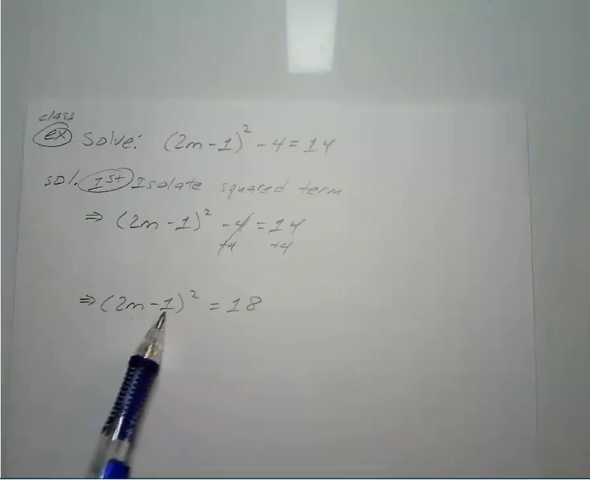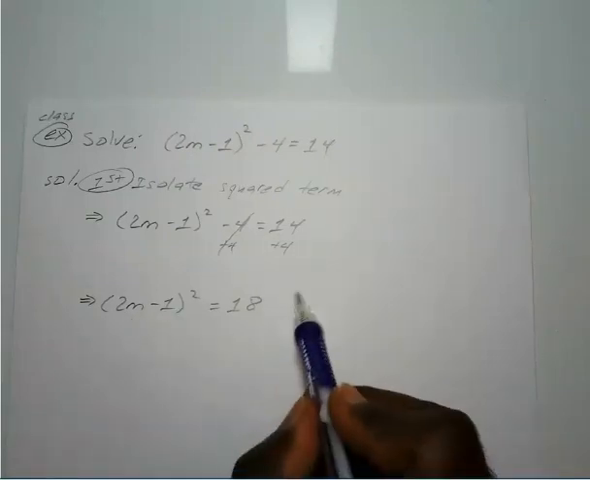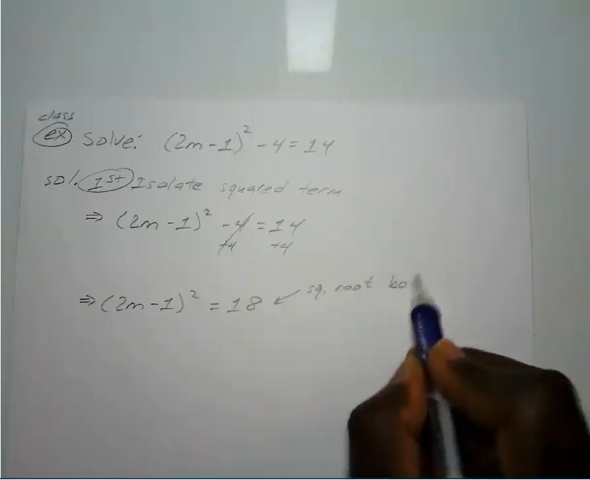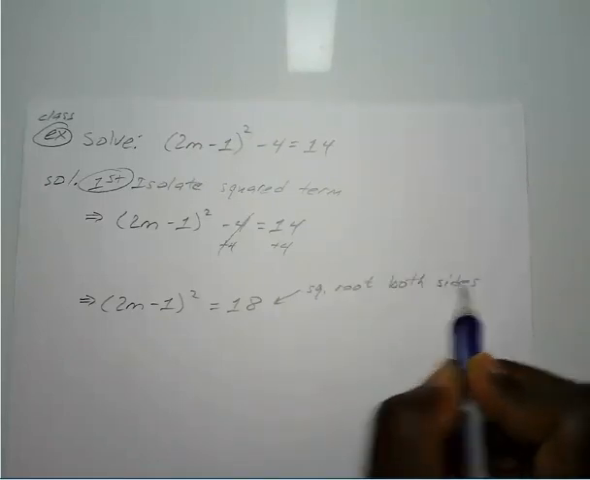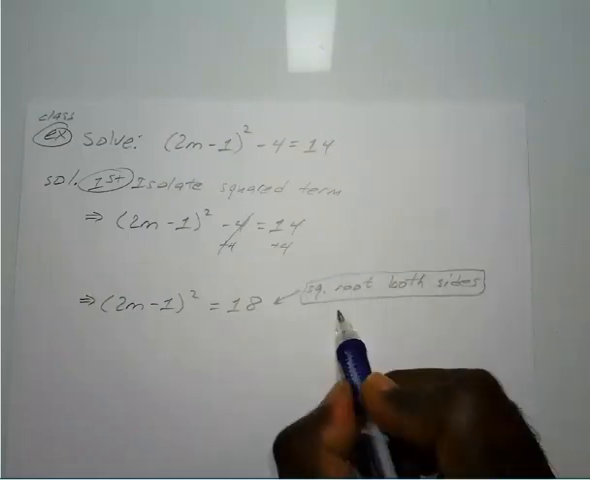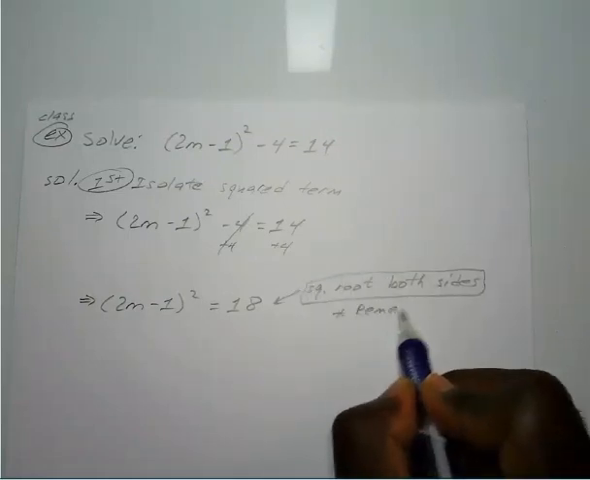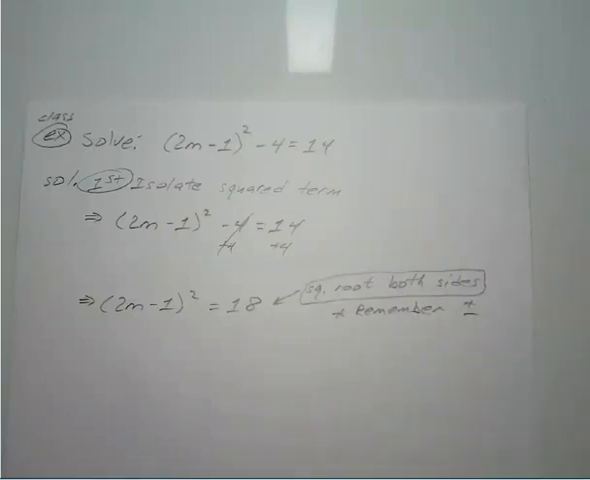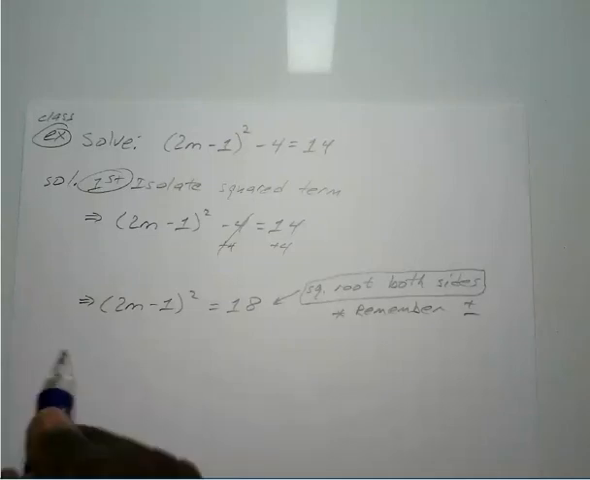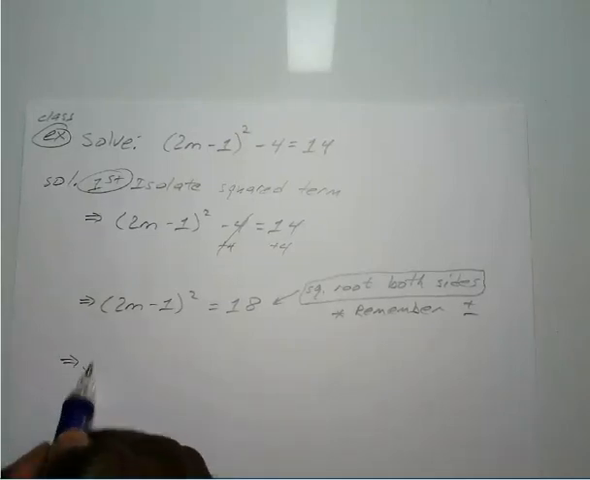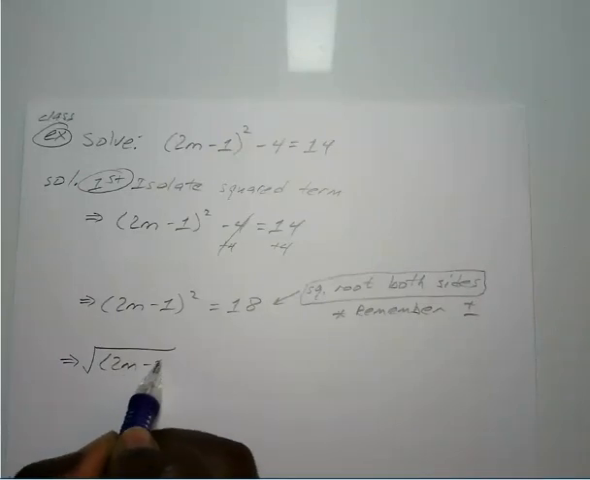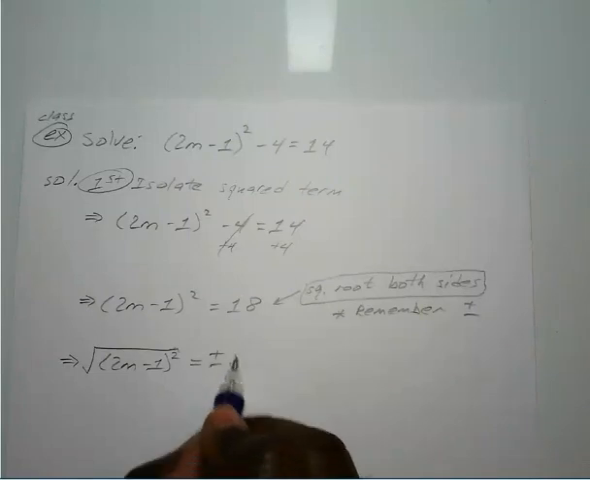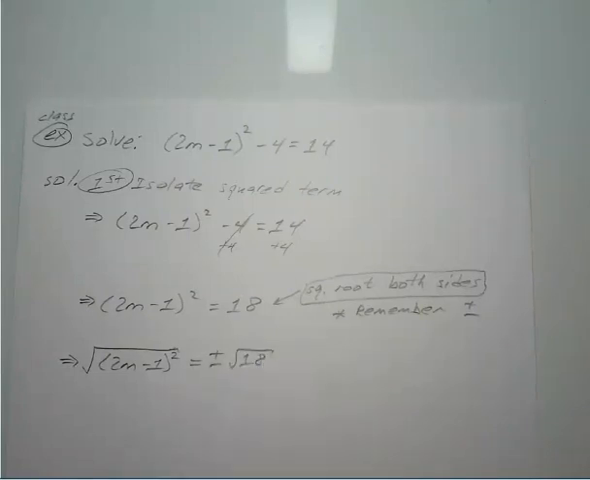Okay. So once we've isolated our squared term, we just square root both sides, where of course we have to remember our plus or minus. Okay, so if we square root both sides, that's the square root of 2m minus 1 squared equals plus or minus the square root of 18.